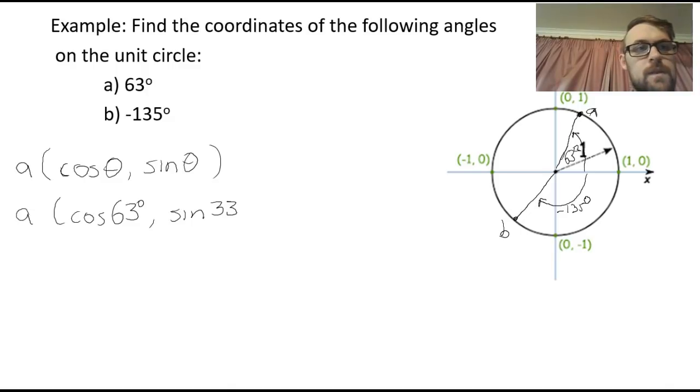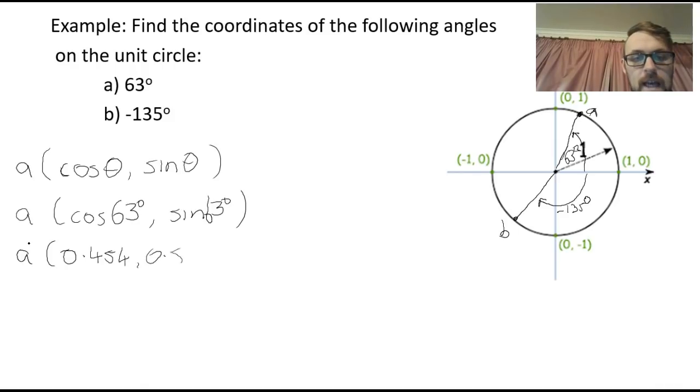Sine of 63 degrees. Okay, and if you put these into your calculator, you get that the point A has coordinates 0.454, and that's for the x coordinate, and the y coordinate is 0.891. Okay, so that's the coordinates of this point here.